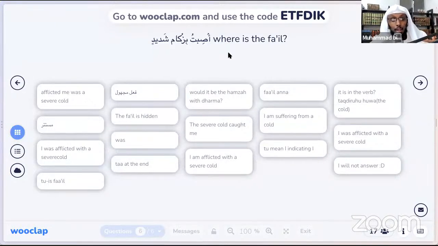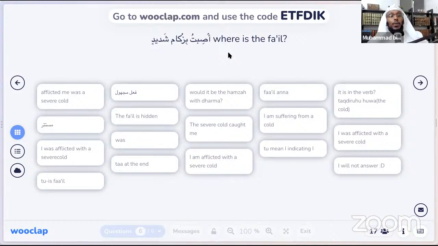Okay? وما أصابكم من مصيبة, Allah says, and whatever Allah afflicts you with from afflictions, okay? فبما كسبت أيديكم is because of what your hands have put forth. أصاب, that is to afflict. But أصبت بزكام comes from أصيب, to be afflicted, from the مبني للمجهول. All right? Where the fa'il hasn't been mentioned, or the person who did the verb hasn't been mentioned.